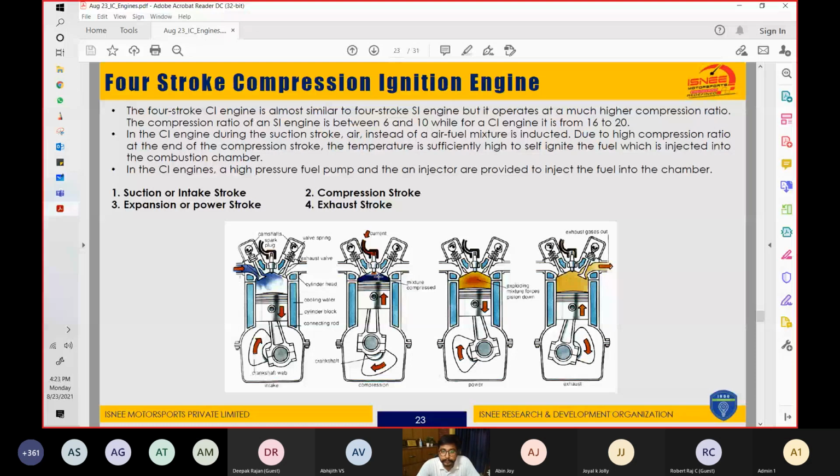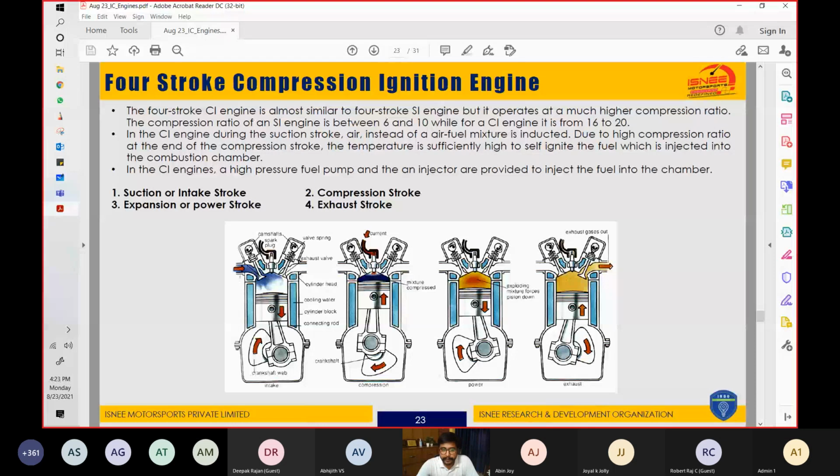And since it is the hot air, and this diesel fuel has relatively lower self-ignition value, it will self-ignite itself, and a blast will happen, and that blast will push the piston downward. Exhaust gases will pass from the exhaust manifold after the exhaust valve has opened up, and this is how the cycles are going to be completed.